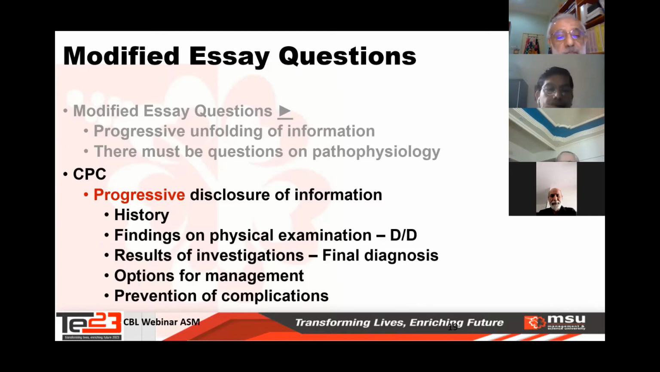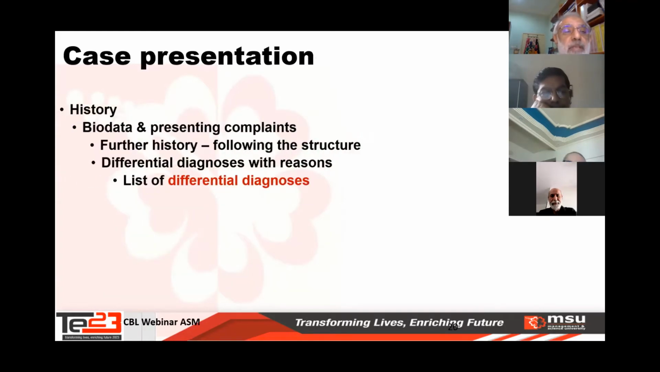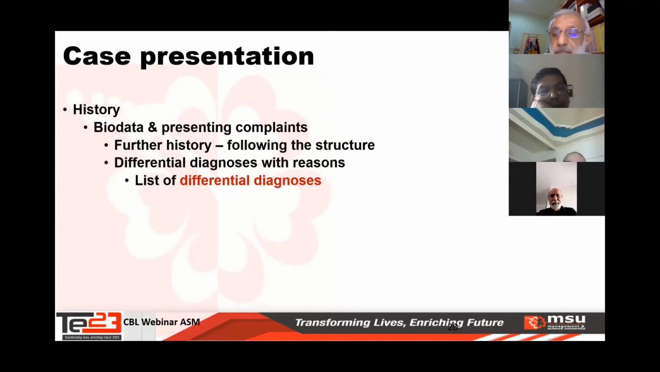For example, first the history is given, and then the findings on physical examination are provided, results of investigations, a final diagnosis, etc. So it's a sequential way of looking at a case and solving the problem. The same thing happens in case presentation.